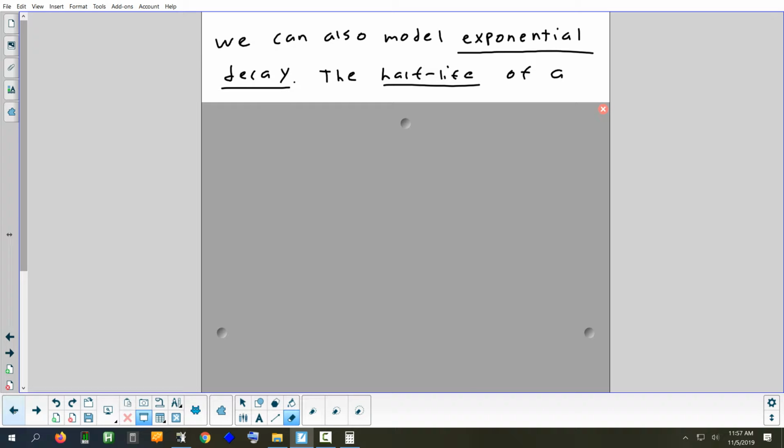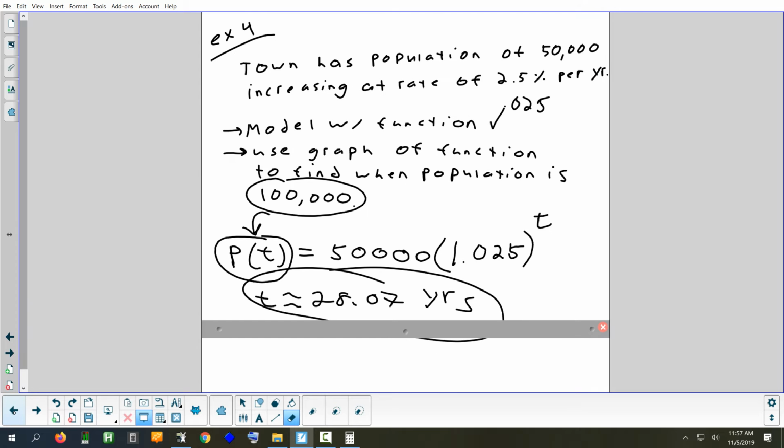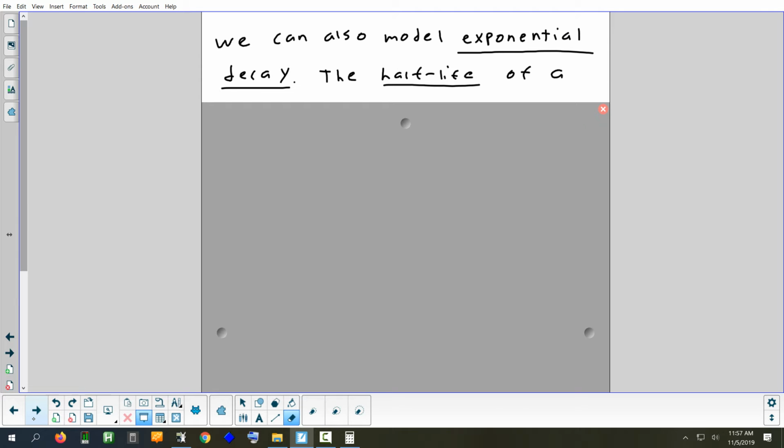So you would graph that and you could find the exact number? Yep, just like we did the 28.07. Right. Okay. Yep, same thing.